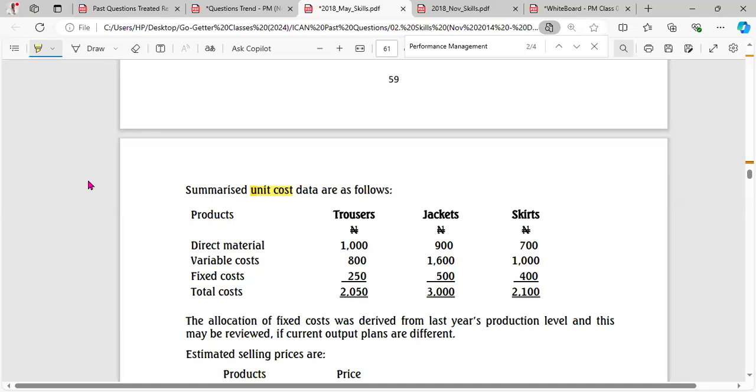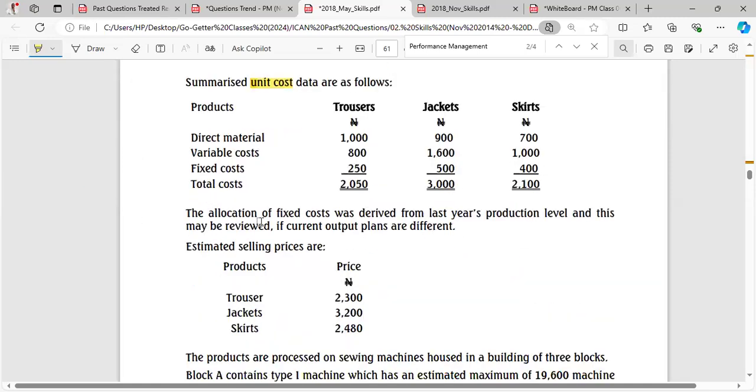The allocation of fixed costs, which is this here, was derived from last year's production level, and it may be reviewed if current plans are different. So this cost here was derived from last year's production level. We're not given last year's production level, and we have not seen any reason why we are going to review it. They said if current plans are different.